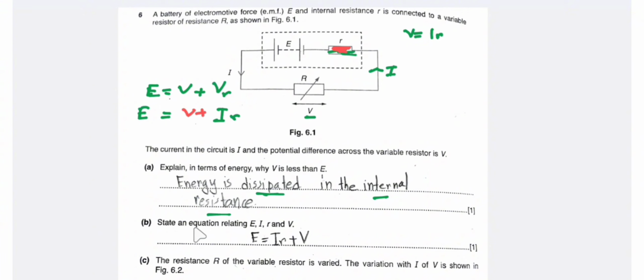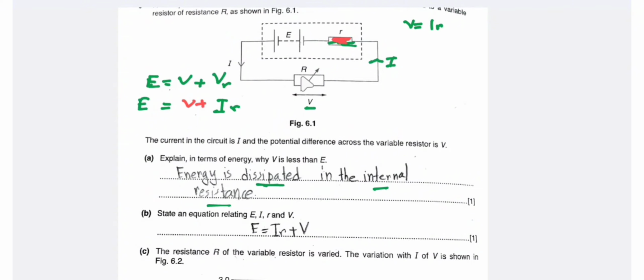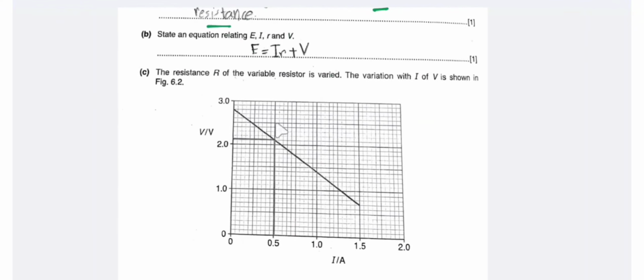Now state an equation relating E, I, r and V. So we know that EMF is equal to voltage plus the voltage across the internal resistance. EMF is equal to voltage, that is V, plus the voltage across the internal resistance, that is I small r. So E equals V plus Ir.